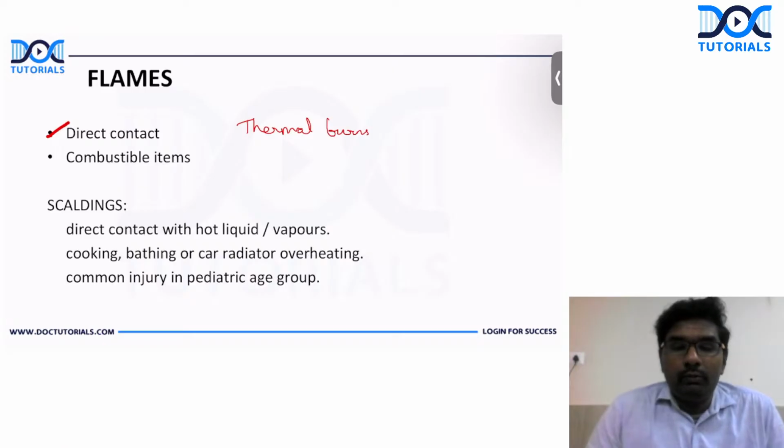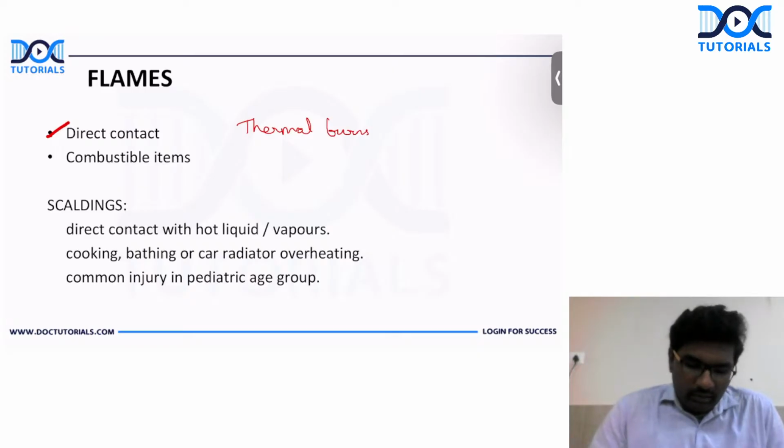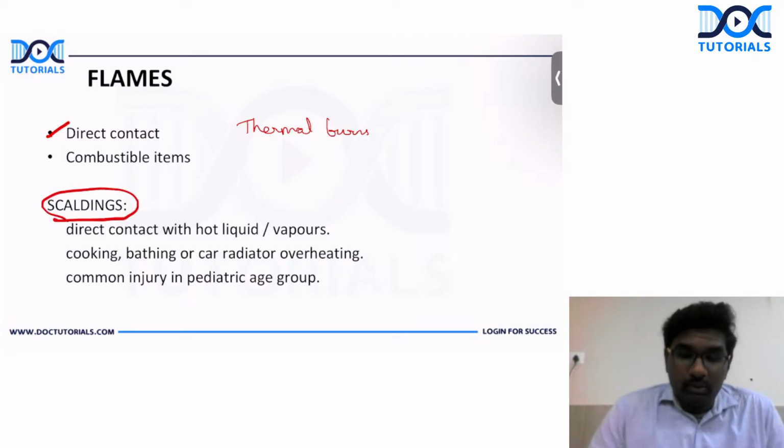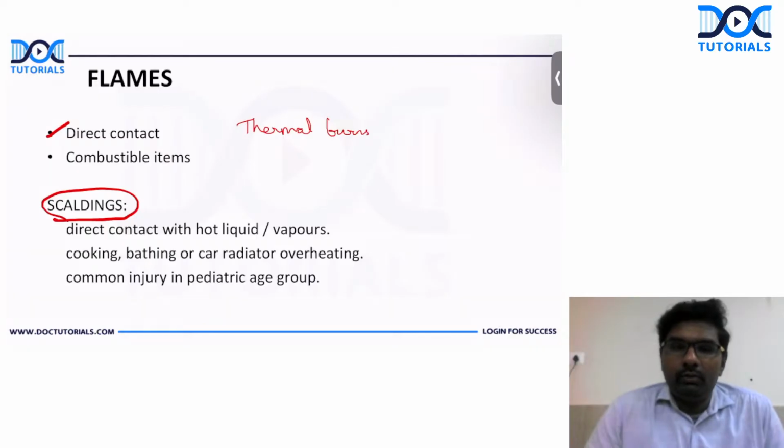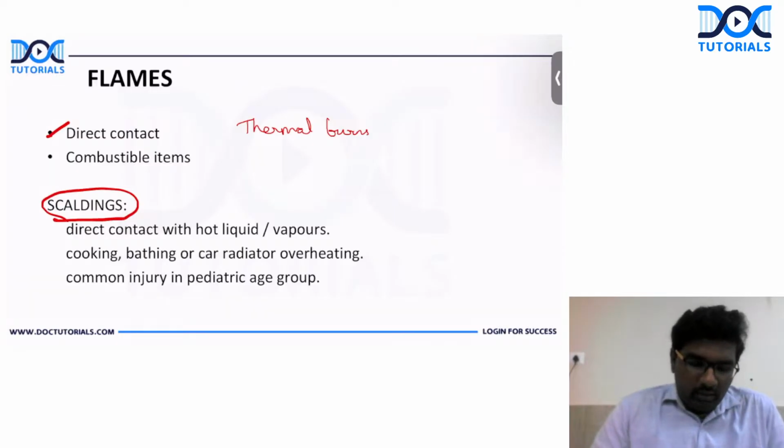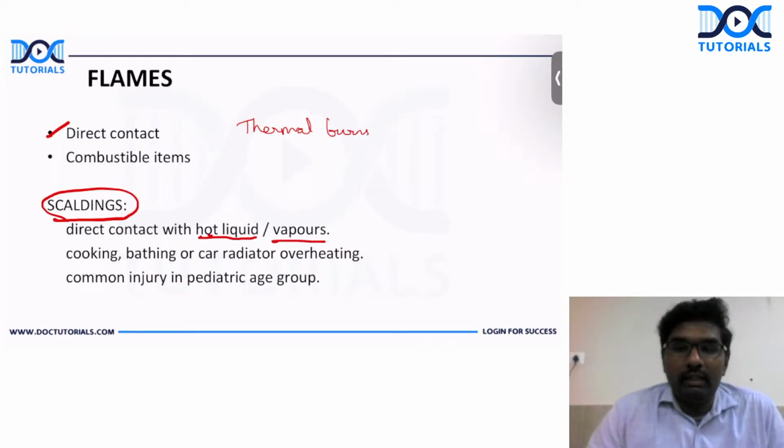And what is the kind of injury these thermal burns can cause? It is called scalding. Scalding is a kind of injury that thermal burns can cause. Scalding can occur on direct contact with either hot liquids or vapors, and this is more common in the pediatric age group. Why is it more common in the pediatric age group?